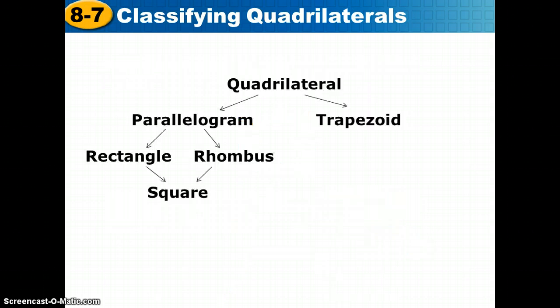So looking at our tree of quadrilaterals, notice how we branch down to parallelograms. A special parallelogram is a rectangle. A special rectangle is a square. Again, quadrilateral down to parallelogram. Special parallelogram is a rhombus. Special rhombus is a square. And then we have poor old trapezoid over here. He didn't have 2 sets of parallel sides. He only had 1. So he's over here by himself.